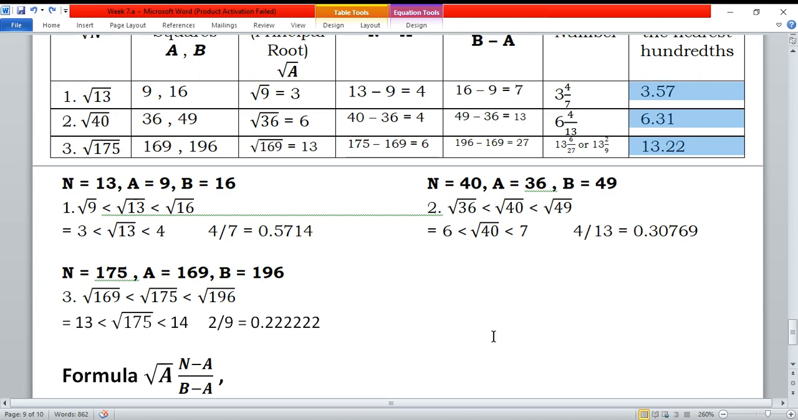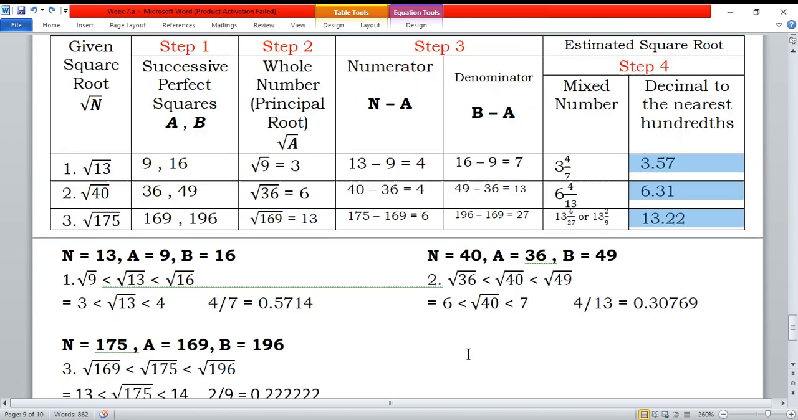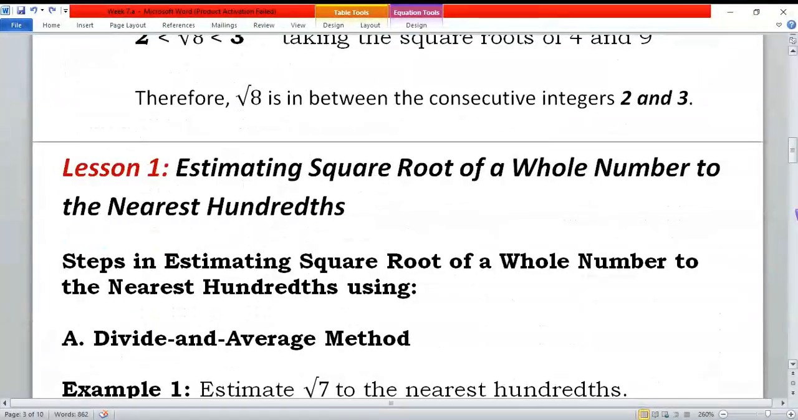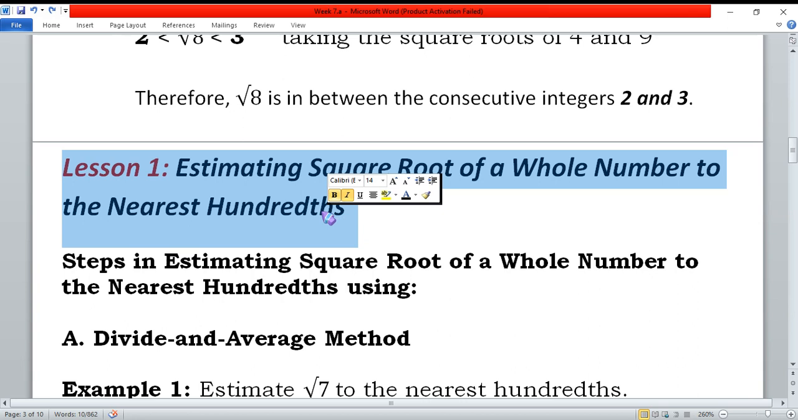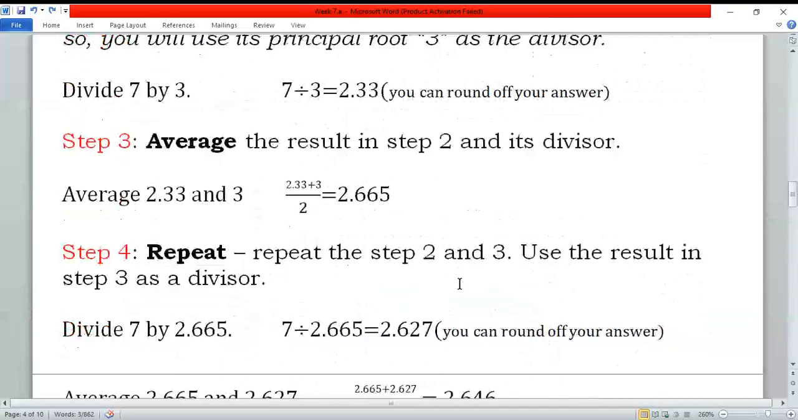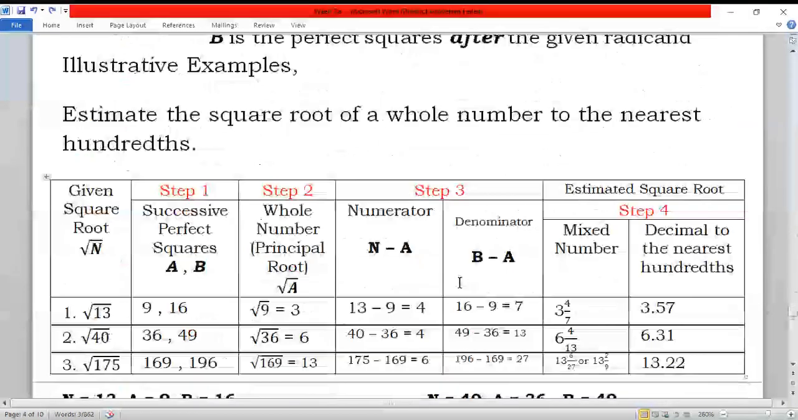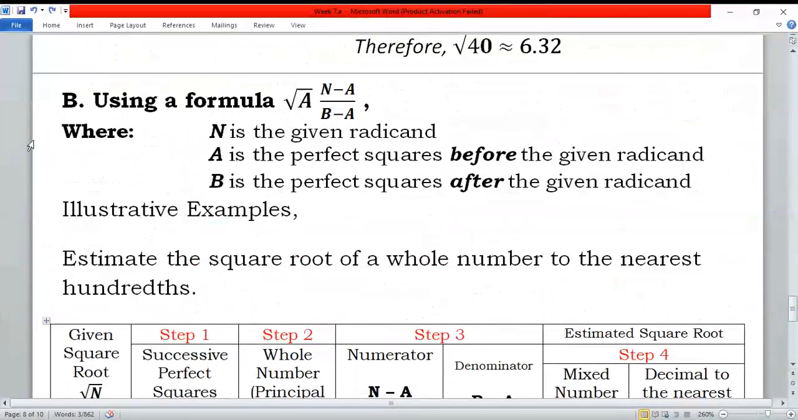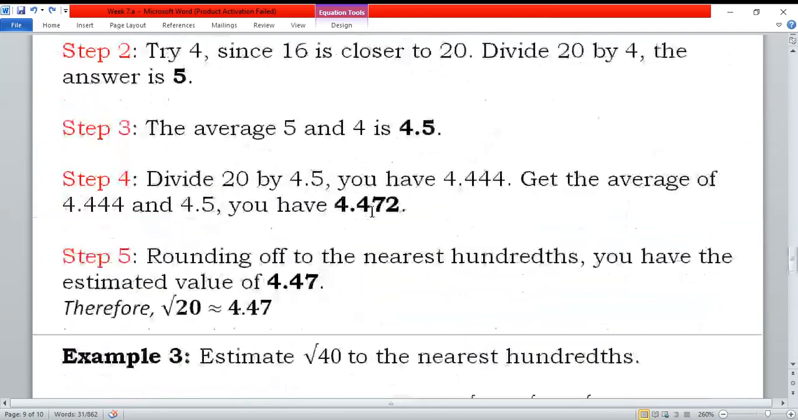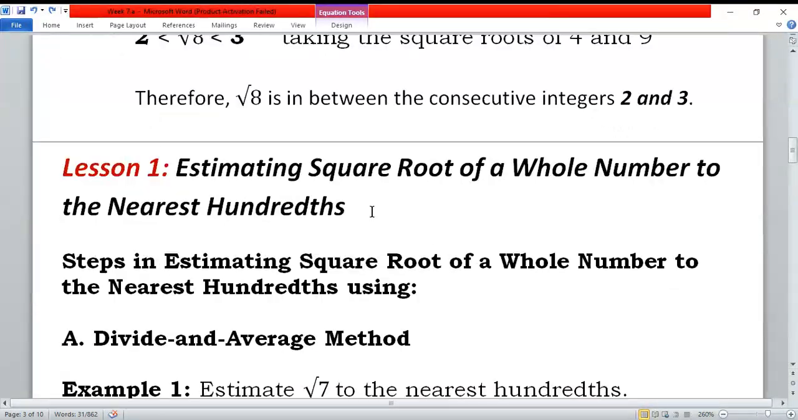Ito ang tungkol sa ating first lesson. It's all about estimating square root of a whole number to the nearest hundredths. May dalawa tayong paraan. Yung divide and average method and using this formula.